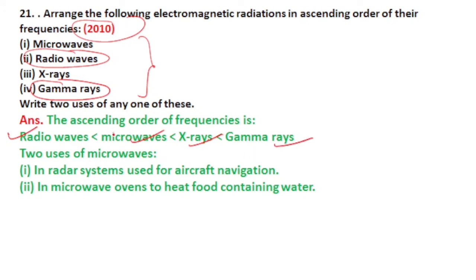Write two uses of any one of these. You already discussed the uses of all these electromagnetic rays. You write any one use of any one electromagnetic radiation. So I am writing here about microwaves: in radar systems used for aircraft navigation, and in microwave ovens to heat food containing water.